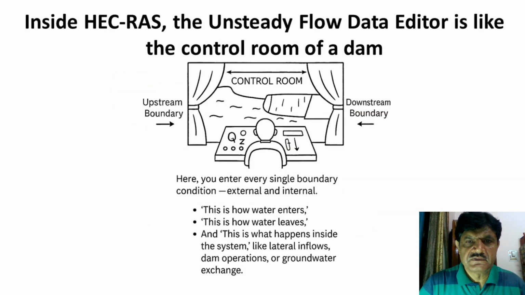Inside HEC-RAS, the unsteady flow data editor is like the control room of a dam. Here you enter every single boundary condition, external and internal. It is where you say, this is how water enters, this is how water leaves, and this is what happens inside the system, like lateral inflows, dam operations, or groundwater exchange. The editor is literally your dashboard to control the river simulation.